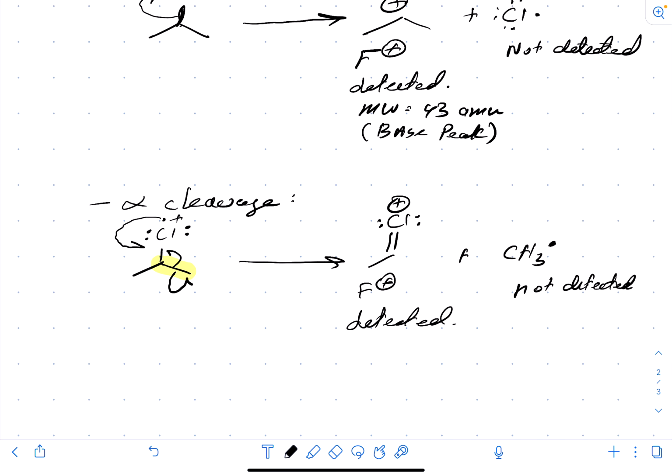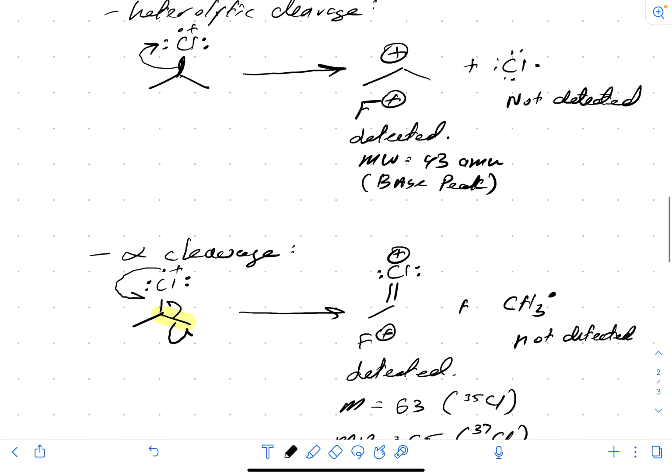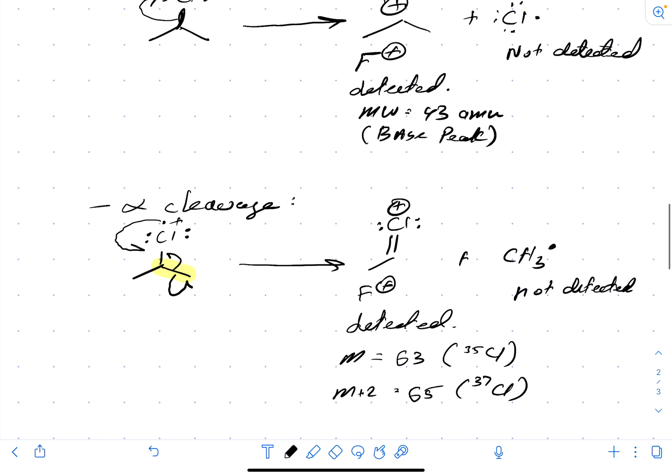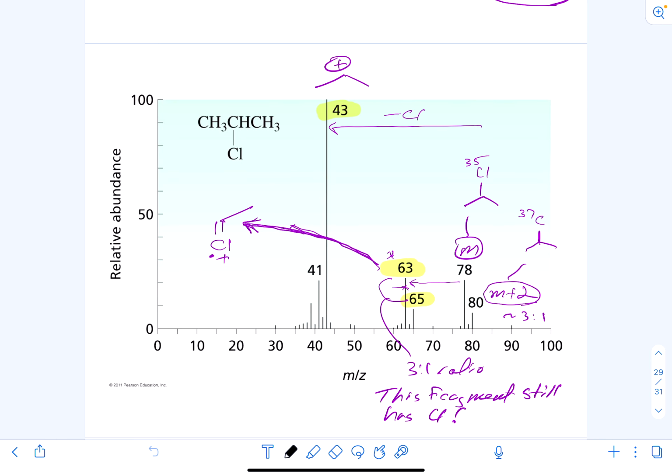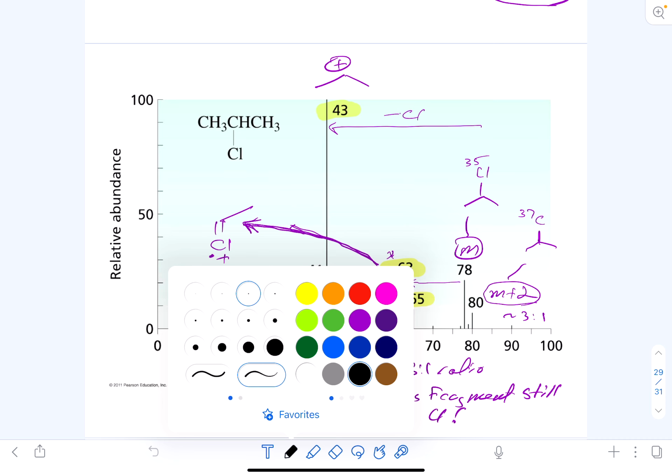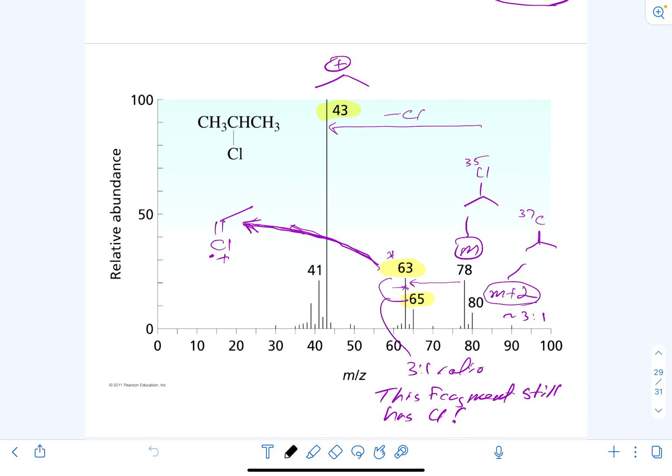Since it contains chlorine, though, we actually see a peak at 63, which corresponds again to chlorine 35 in this fragment. And we also see an M plus 2 peak at 65, which corresponds to chlorine 37 being present in that fragment. And so if you look back at that mass spectrum that we showed for this molecule, you should see these peaks corresponding both to heterolytic cleavage and also to alpha cleavage. So if we jump back quickly to that spectrum, we can see those, right? And so in this particular case, the loss of the chlorine from the molecular ion to give 43, that is the heterolytic cleavage.